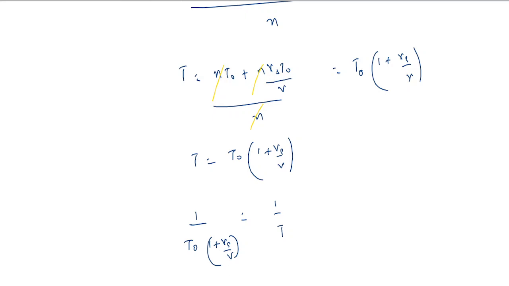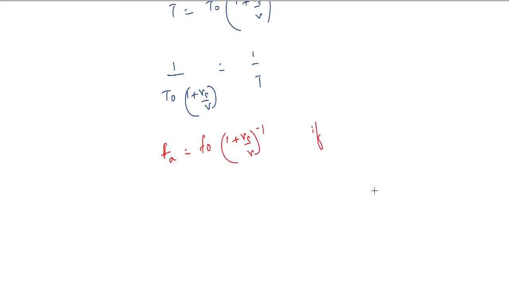1 by T would be the apparent frequency, because T is the time interval between two crests being observed by the observer. 1 by T would be the apparent frequency. We call it f apparent, which is equal to 1 by t naught, the frequency of the source, and this term goes on top. So 1 plus Vs by V to the power minus 1 is what we get.